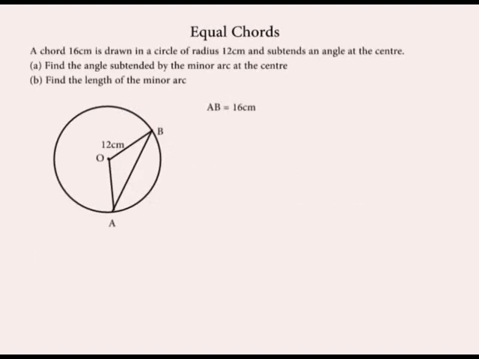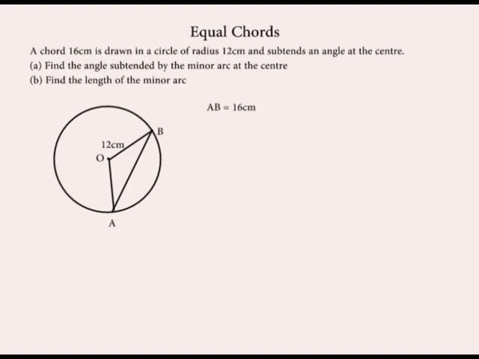Also, equal chords subtend equal angles at the center. For example, when a chord of 16 centimeters is drawn on a circle of radius 12 centimeters, it subtends an angle theta at the center as shown on your screen. A. Find the angle subtended by the minor arc at O, and B. Find the length of the minor arc.